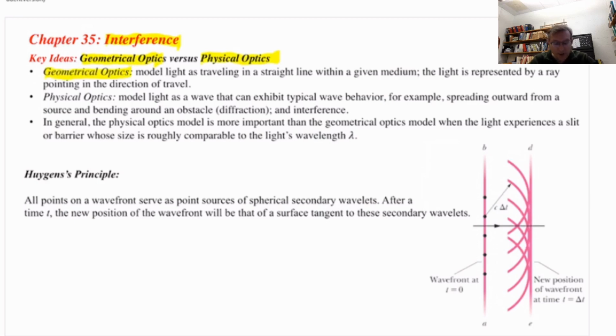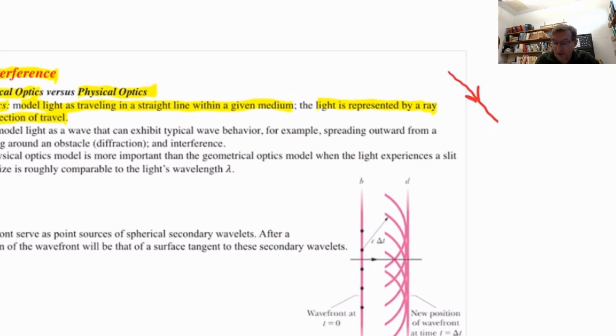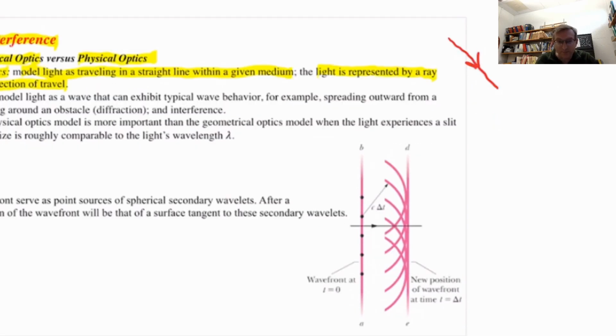When you are using geometrical optics, you are modeling light as traveling in a straight line within a given medium. And so really the main thing you need to do is represent the direction in which that light is traveling. And you do that by means of a ray pointing in the direction of travel. We've in fact done that some already. You draw a line with an arrow on it. And you call that a ray, and it's just meant to show you the direction in which the light is traveling. And you're not necessarily thinking of light as a wave when you use that kind of ray discussion.